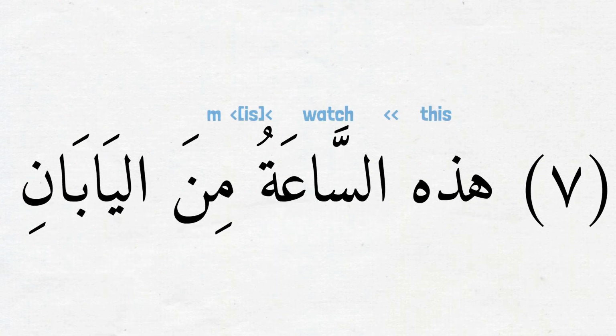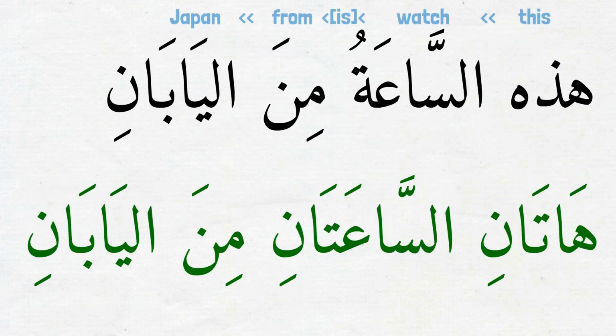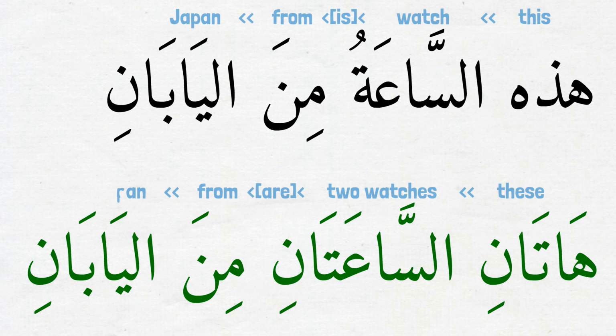Sentence 7. هذه الساعة من اليابان. This watch is from Japan. This sentence has the same structure as the last one we just saw. The dual version will be هاتان الساعتان من اليابان. These two watches are from Japan. هاتان الساعتان من اليابان. This is a very nice sentence with rhyming words, although keep in mind that the ism al-yabani is not al-muthanna, even though it happens to end with ani. The ism al-yabanu is coming in majroor case with kasra ending because of the harf jar min.